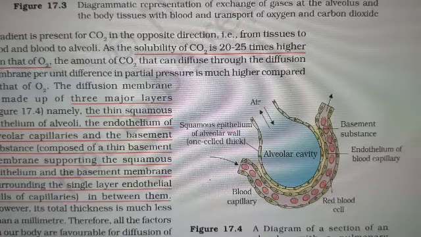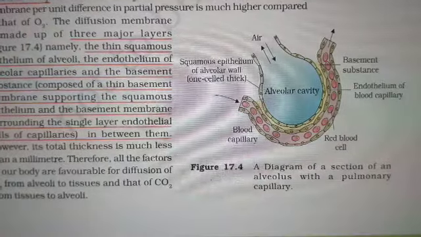In the alveolar area, there is the basement membrane, the endothelium of the blood capillaries, and the blood capillaries also contain RBCs, blood cells. There is also the squamous epithelium of the alveoli wall. It is one cell thick, very thin, and the alveoli cavity area is very sensitive. There are three major layers: the thin squamous epithelium of alveoli, the endothelium of the alveolar capillaries, and the basement substance. So these three layers we need to remember while considering the exchange of the gases.